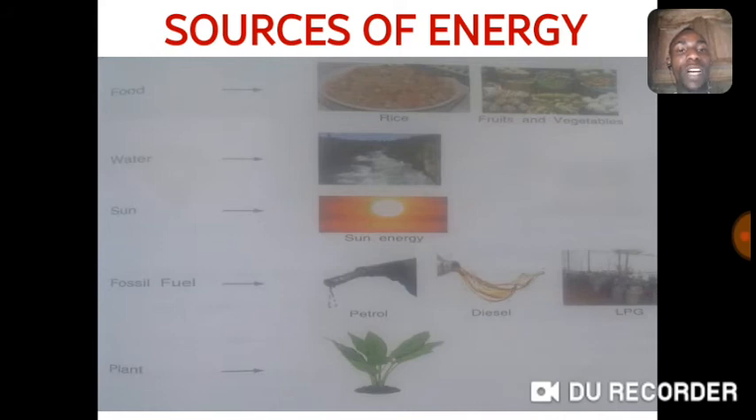Now, fossil fuel. From crude oil, we get petrol, diesel, LPG, or liquefied petroleum gas, from fossil fuel. Then plant is another source of energy because we get food from plants. Good.